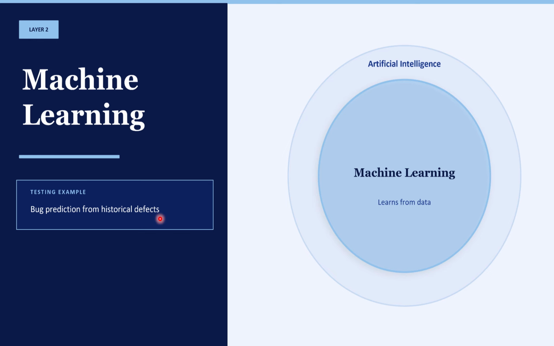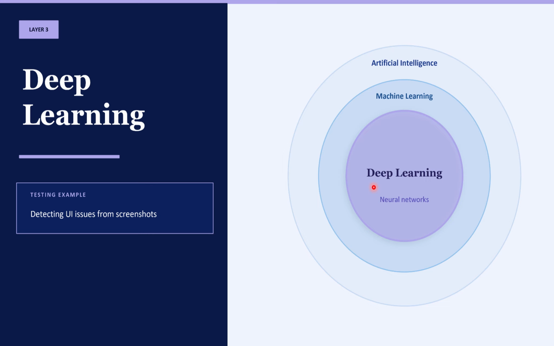Let me give you an example. Imagine a model trained on past defects. It analyzes bug history, impacted modules, patterns like frequent failures, recent changes, and repeated bugs or defects, and then predicts which areas of the application are high risk. You didn't define those rules. The system learned from the data. That's machine learning. Now let's go one level deeper, deep learning.